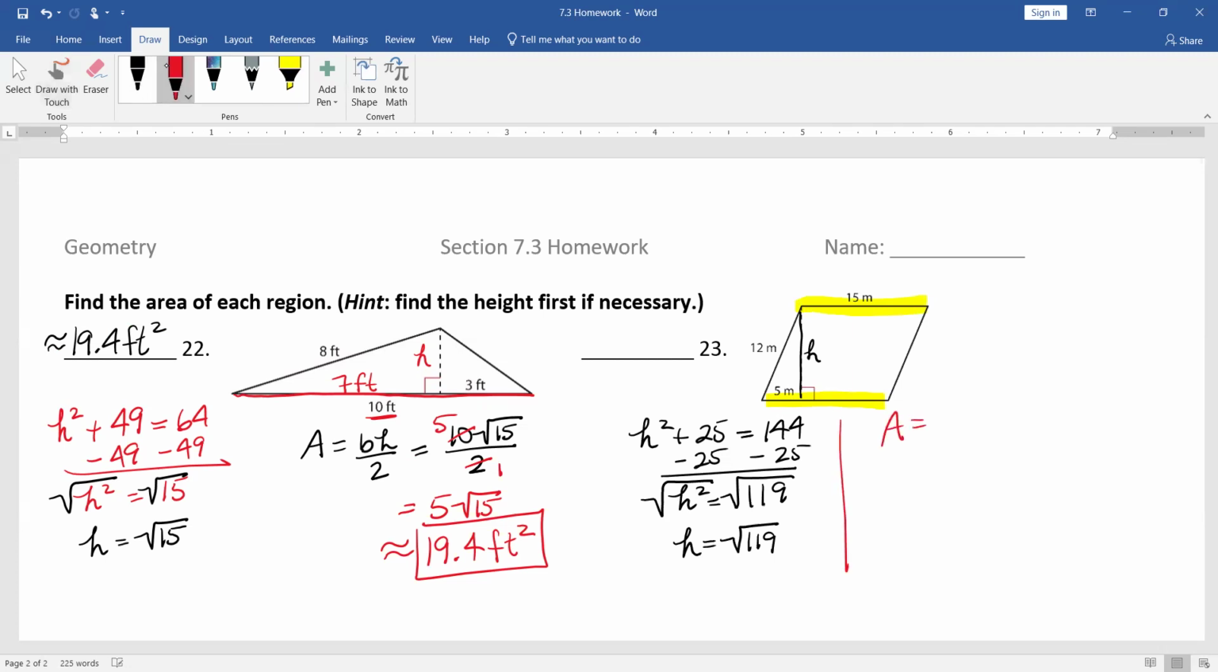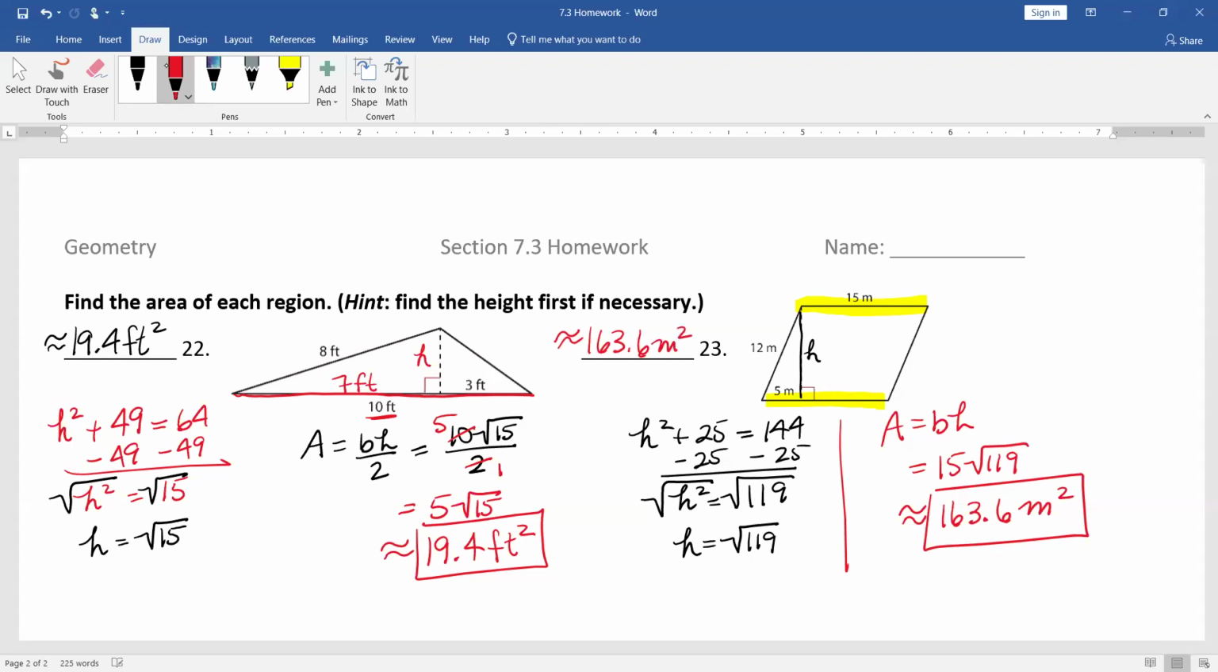So the area of a parallelogram is the base times the height. So this is the base, which is 15, times the height, which is the square root of 119. And when you plug that into a calculator, you get the approximate area of 163.6, and this is meters squared. All right, so there's our answer. Approximately 163.6.